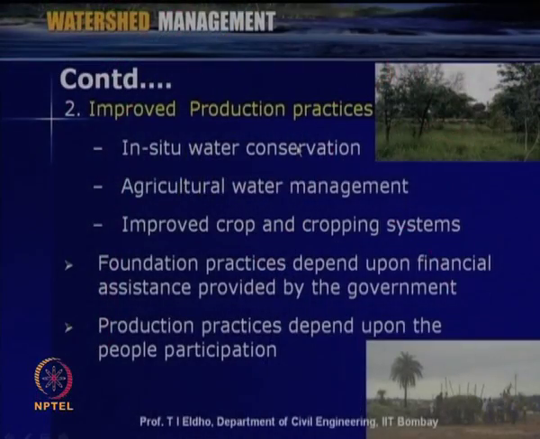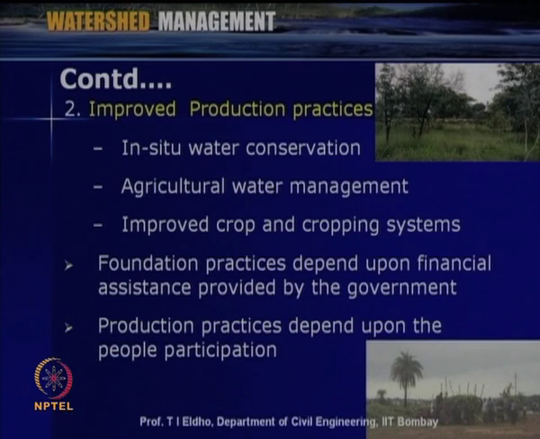When we make plans for watershed management, these foundation practices are very essential for better utilization of the land, the available water and various other resources. Then the next one is improved production practices. If we have better foundation practices, then based upon this we will look for improved production practices. Some of the aspects of production practices are in situ water conservation, agricultural water management, and improved crop and cropping systems. These are some of the improved production practices which we can look into when we prepare the watershed management plans.